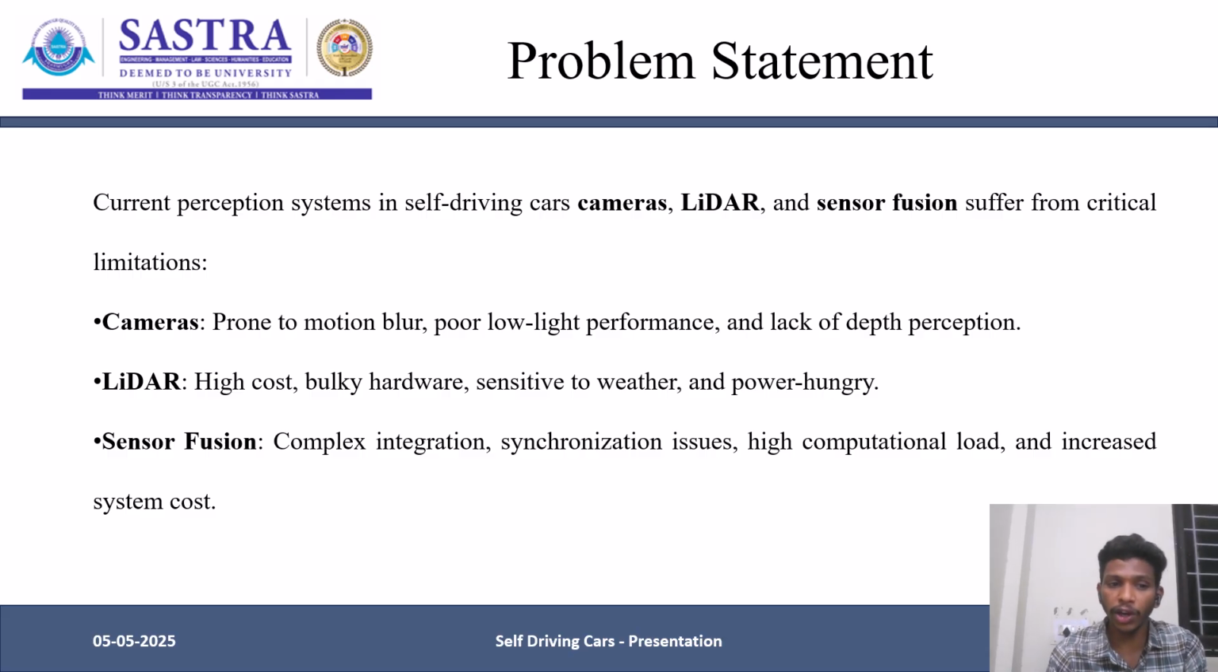In sensor fusion, we need to fuse both lidar and camera. It has some advantages, but the limitations of sensor fusion are that it needs more power than the lidar, and it needs more time for data pre-processing than both. It is also complex because of integration and synchronization issues, and it increases the cost of the system.